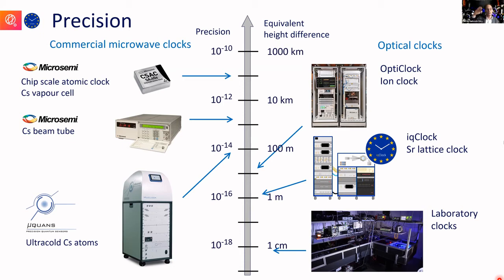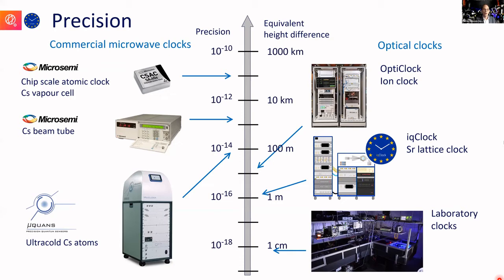But the best lab clocks nowadays have 10 to the minus 18, equivalent to a height difference of 1 centimeter. Or if you want, these clocks would go wrong by only 1 second over the lifetime of the universe. And we are now starting to build integrated industry clocks with a performance in the 10 to the minus 15, 16 level. What could we do if we had such industry clocks readily available?